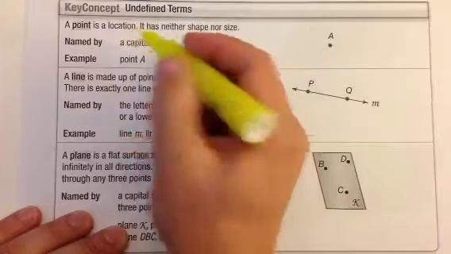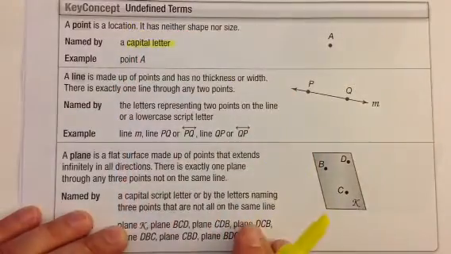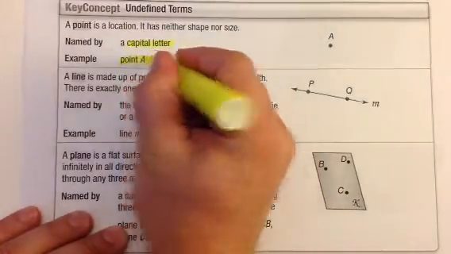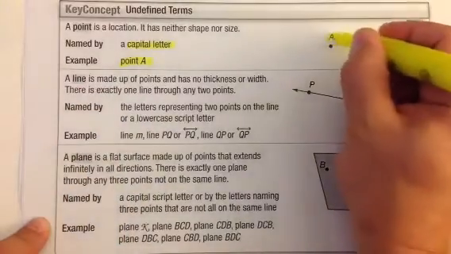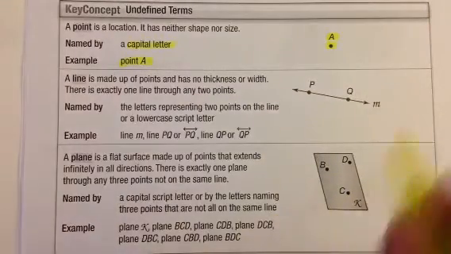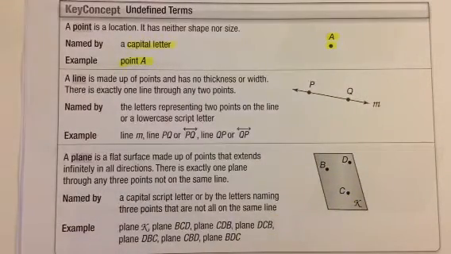We name it by using a capital letter, and in your example, write point A. Put all those in the name box, and then underneath where it says diagram, you're going to draw this. You're going to mark a point and label it with capital A. We could use any capital letter to name a point, and we would not want to name two different points with the same capital letter.